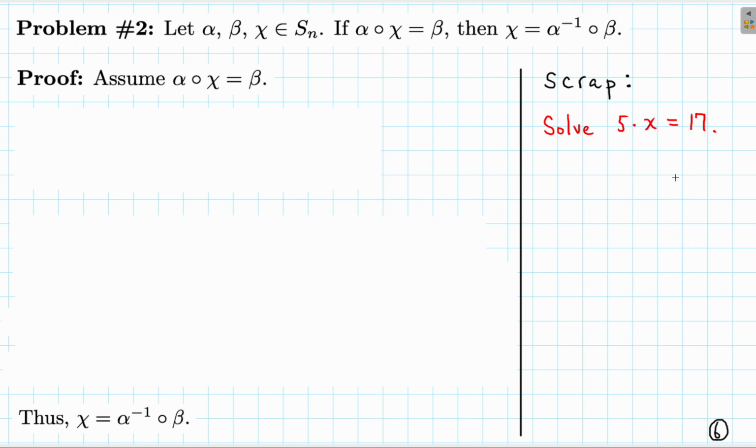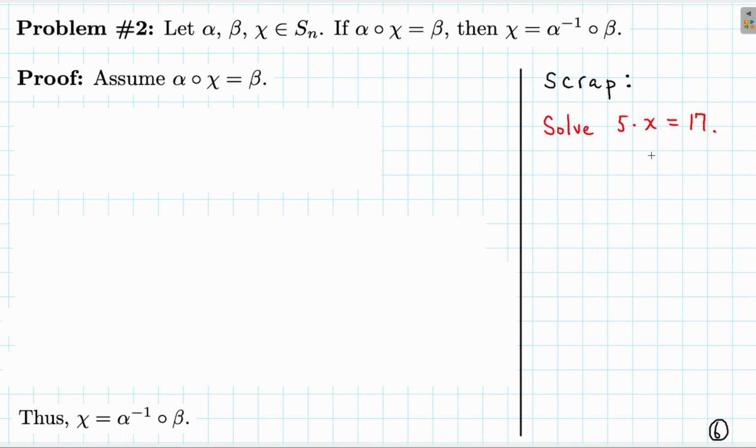But thinking carefully about why x equals 17/5 in this equation and how to solve for that will give us a lot of insight into proving this particular implication. And I might mention that alpha chi equals beta is very similar to 5x equals 17. Notice how we're, in a way, solving for chi here, just as we're going to solve for x here. So how do we solve for x?